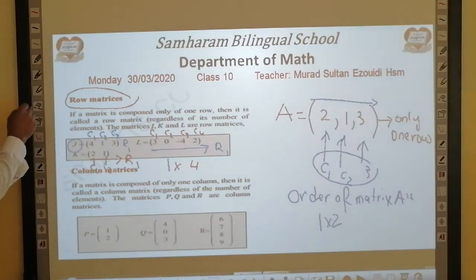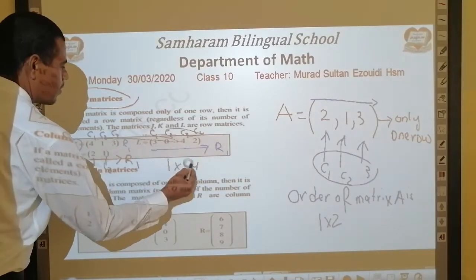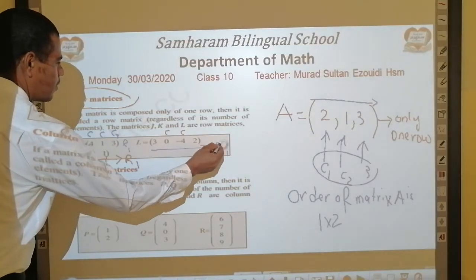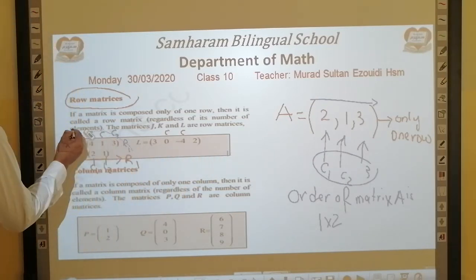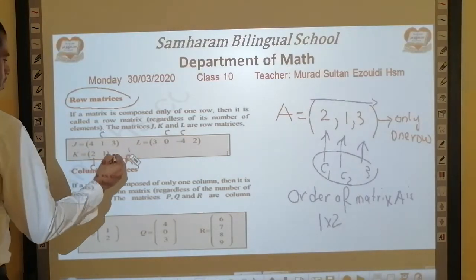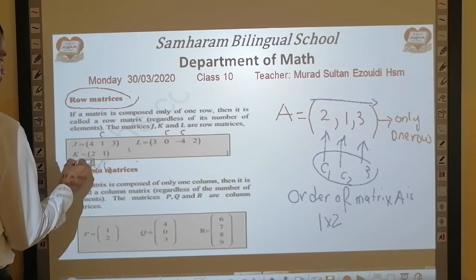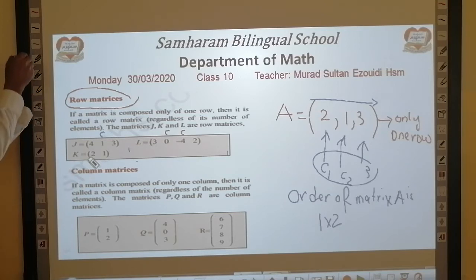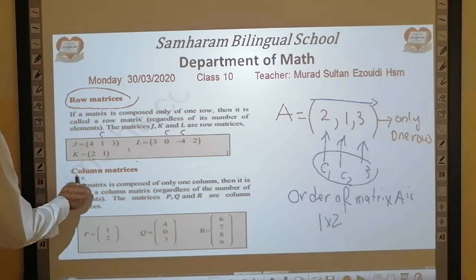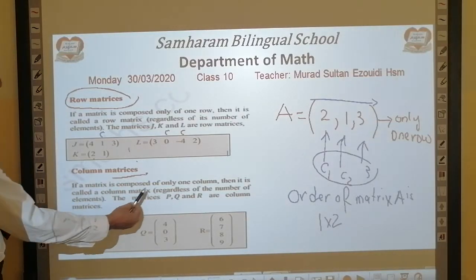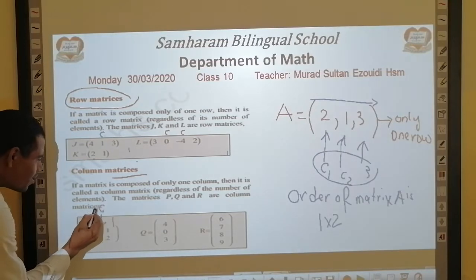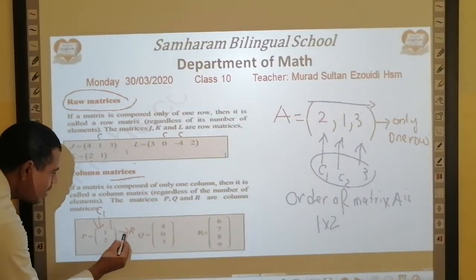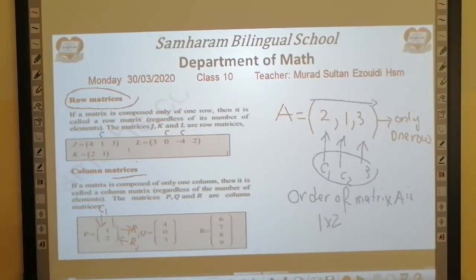Move now to the columns of matrices. So, columns of matrices. If a matrix is composed of only one column, this is only one column, C1. And here, how many rows? We have R1 and R2, meaning this matrix consists of 2 rows and one column.